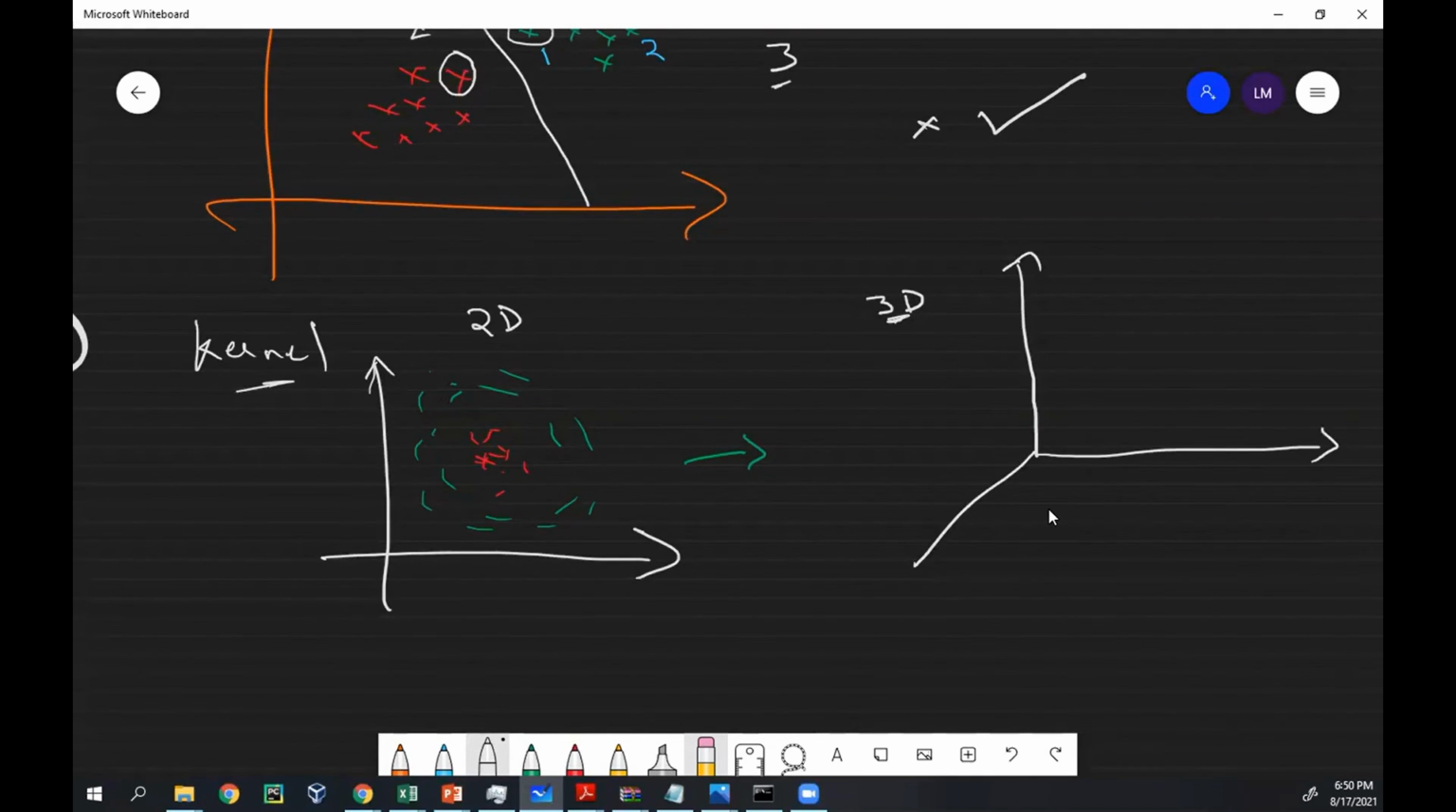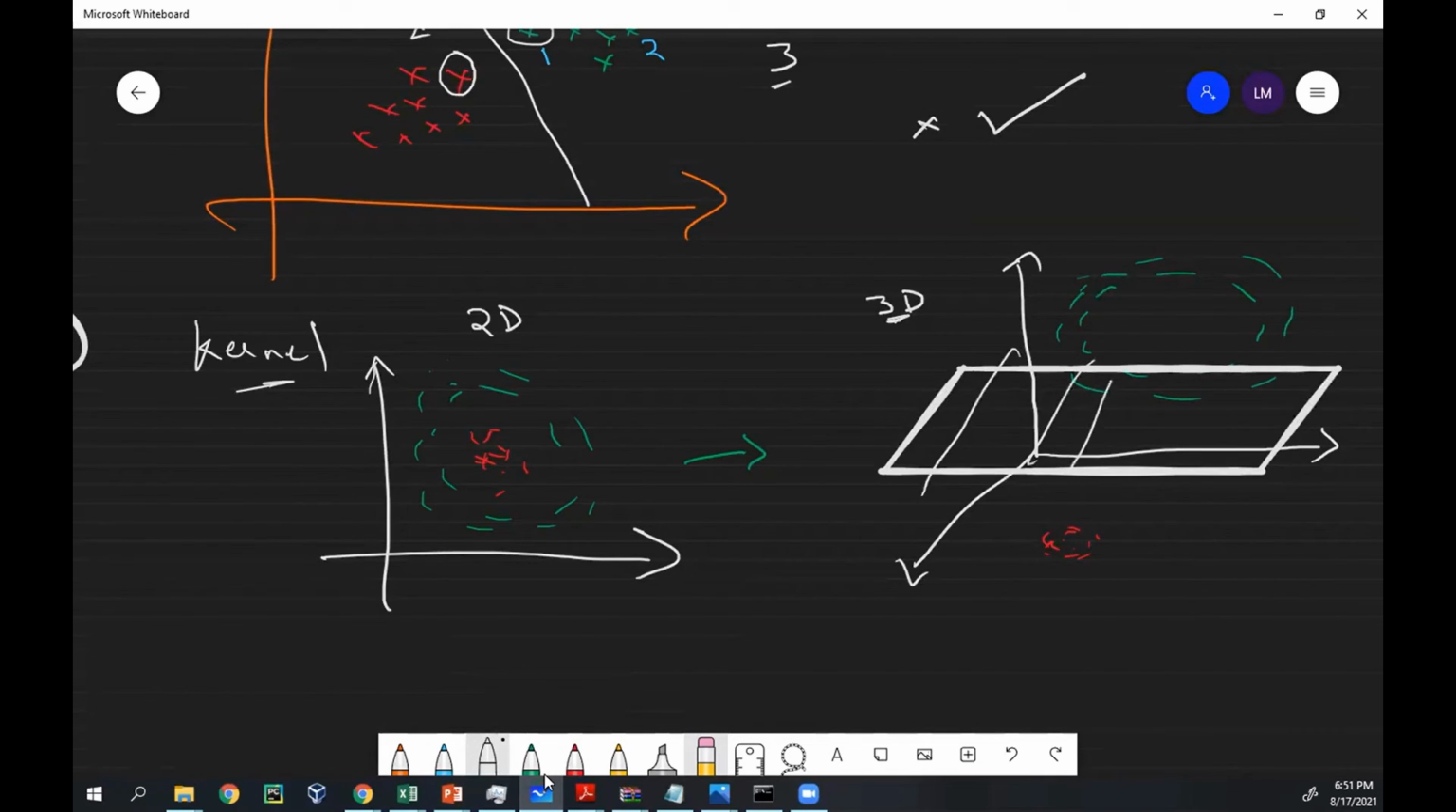The moment we map it into a higher dimension, that is 3D, the green data would appear over here, let's say, and the red data would appear over here, and in between this data we are going to have our hyperplane. So this is basically called a hyperplane. Why is it called a hyperplane? Because it divides your data from above and below. So this one is now lying above, and this one is lying below.